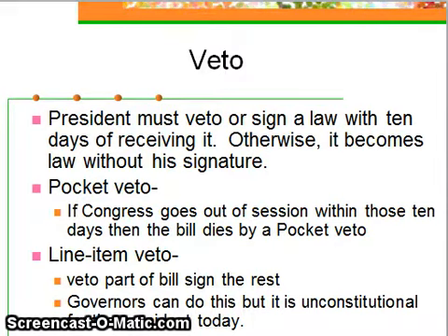The pocket veto is one when the Congress goes out of session. If within that 10 days that the president has to sign the bill, the Congress goes out of session and he doesn't sign it, then the bill dies. These are used probably about 1/3 of the time by presidents. About a third of the vetoes are pocket vetoes.